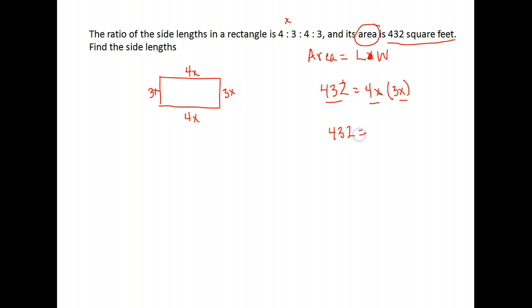Go ahead and multiply. 4 times 3 is 12. x times x, when you multiply, it changes your exponent to x squared, and we solve from there. Okay, first we need to get rid of that 12. So we're going to divide both sides by 12.